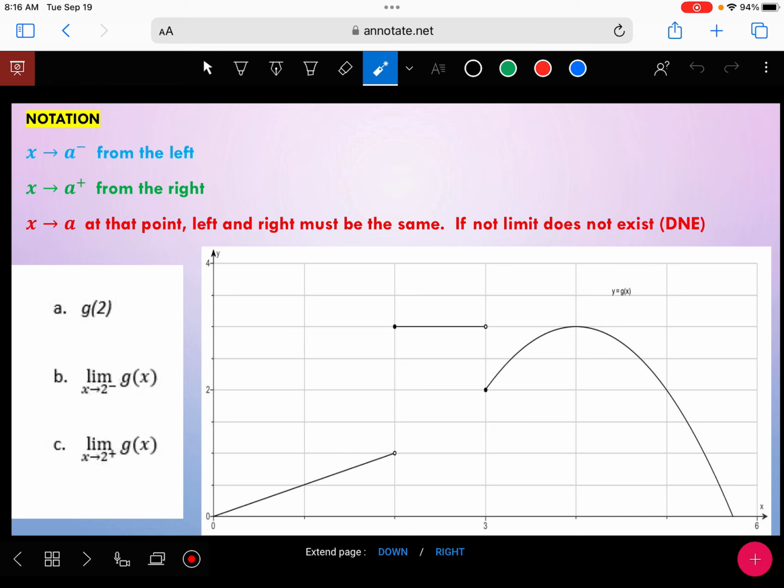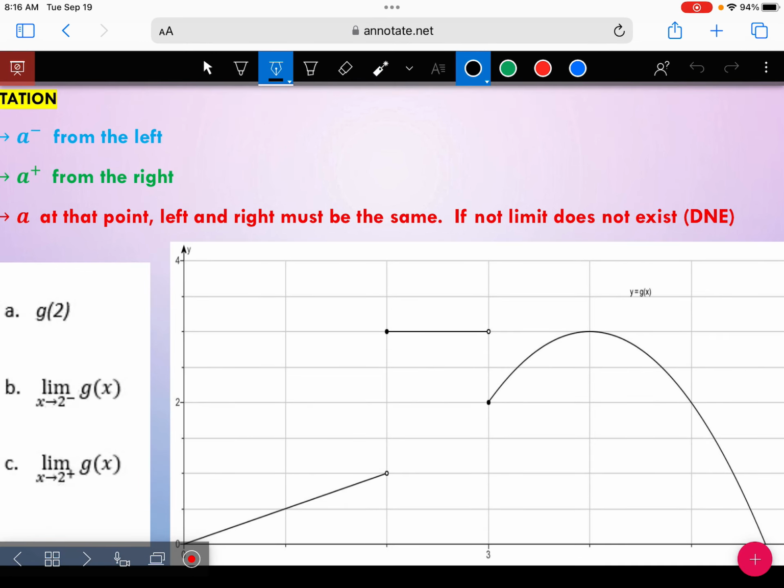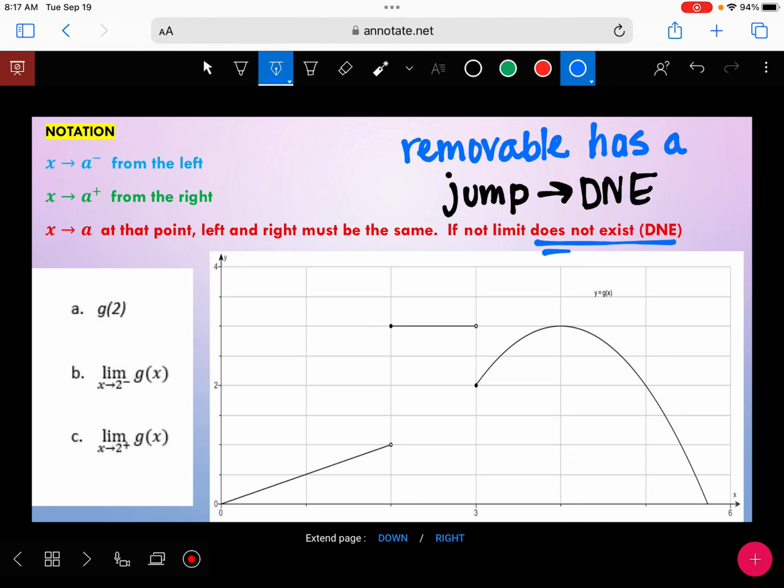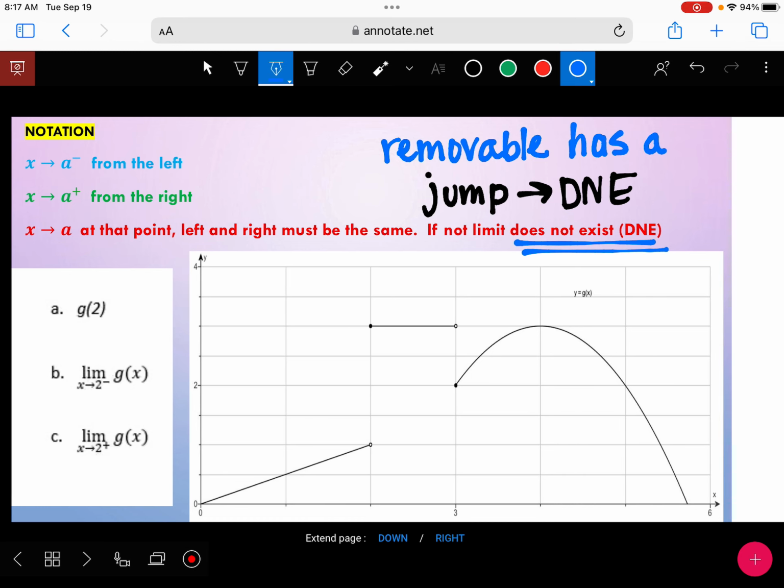So we talked about in chapter 2, there are 3 different types of discontinuities: a jump, an infinite, and a removable. If there's a jump, well, I'll write it. It's D and E. Removables have a limit, though. A removable, or a hole, has a limit. Does not exist right here. D and E does not exist. Some people write NA, but the technical term would be does not exist, D and E.